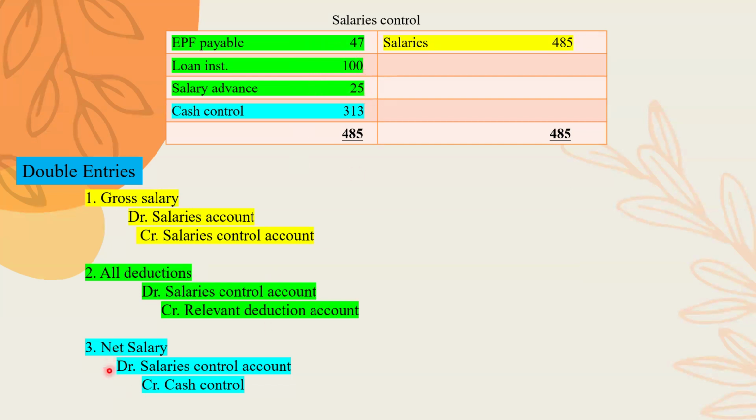The third one is a net salary. Salaries control account is debit, 313. The word is cash control. When you balance it, you can't have a carried down, brought forward balance. It has to be balanced. 485.